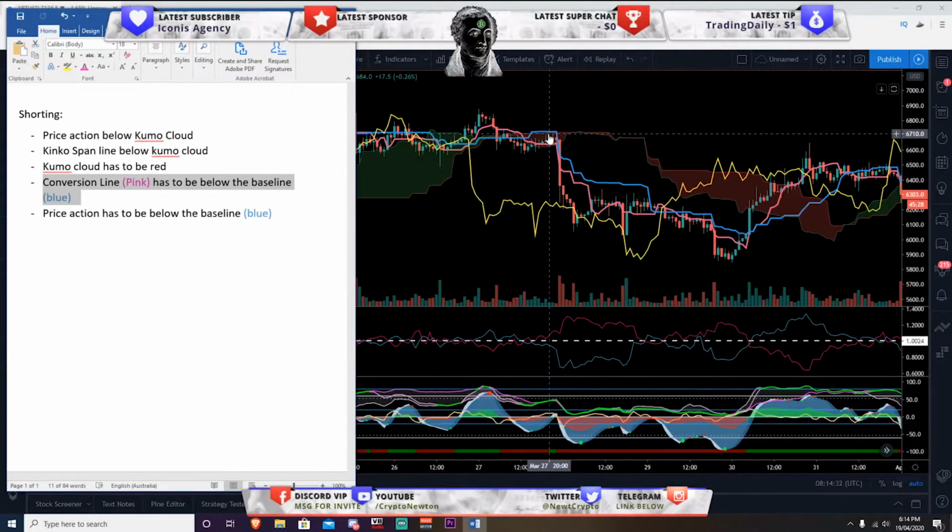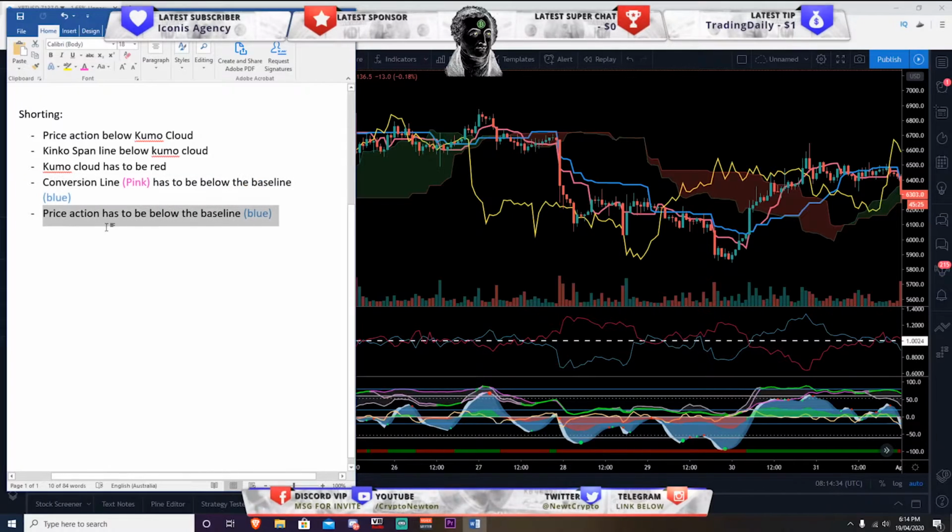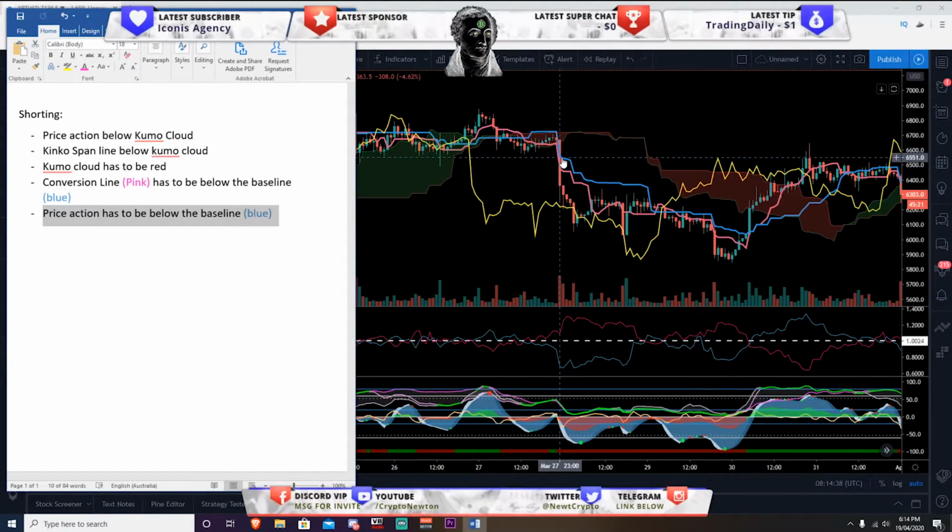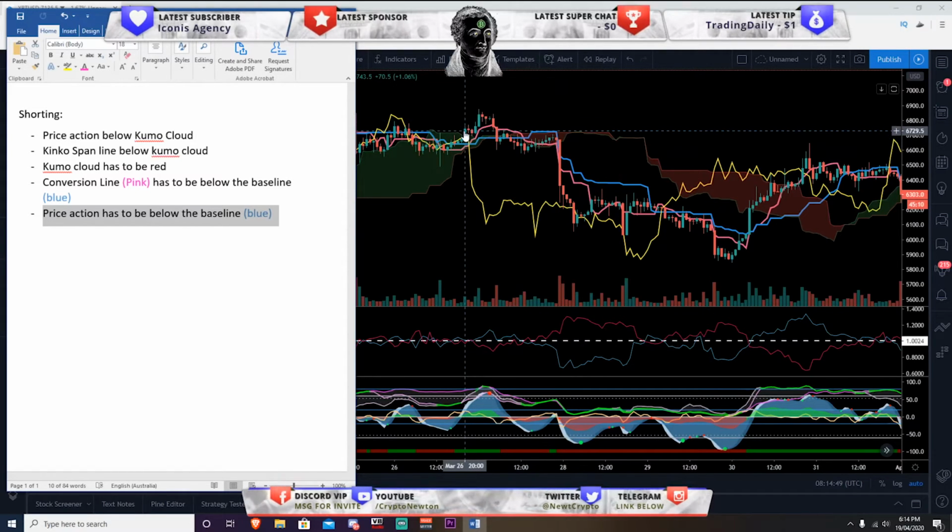So right here, it ticks off, right? And then the price action has to be below the baseline blue. So as soon as this price action drops below the baseline blue, you can put in your short position. So you would actually short at around 6,538. While this price action is moving very, very fast, you would actually short this, right? Because everything ticks off. It looks good, everything ticks off, and you're good to go.